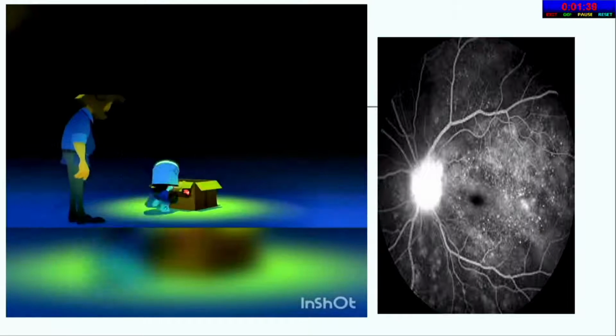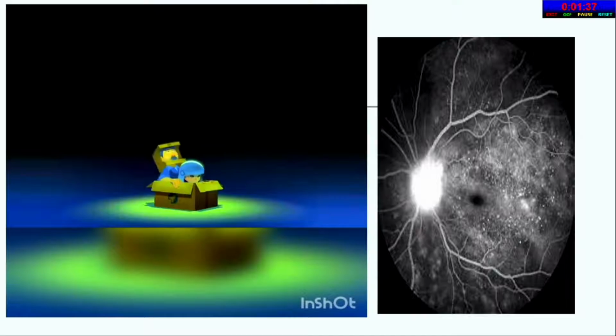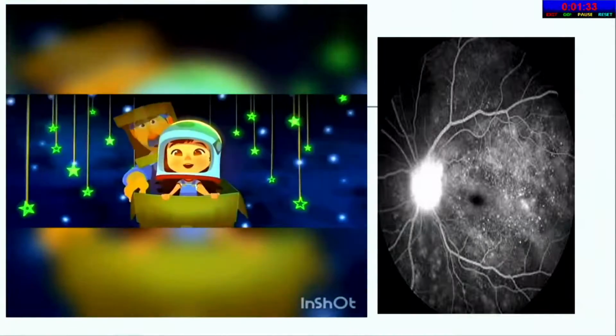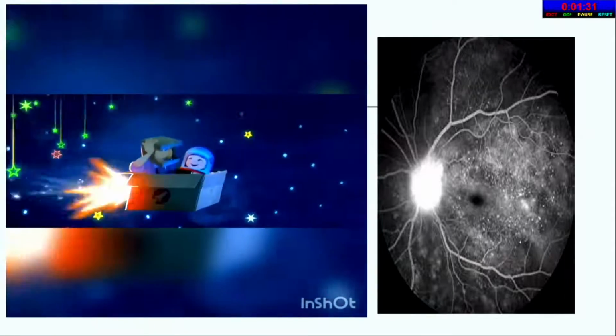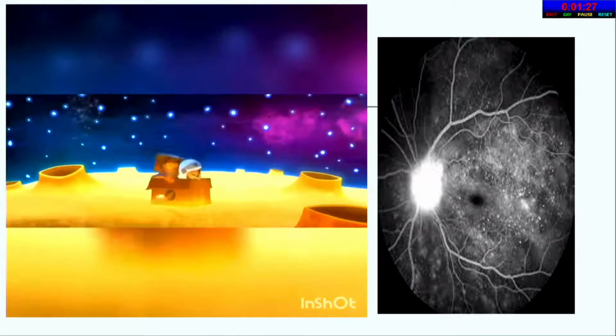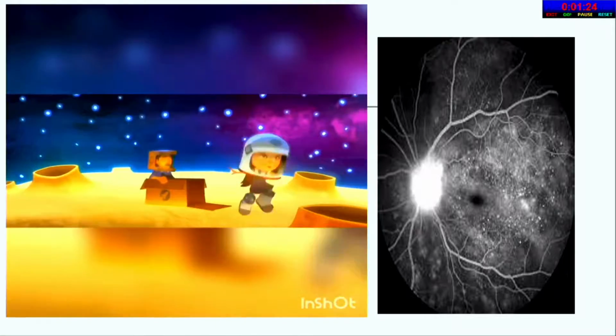That was a wonderful day they had, right? Finally, to end the day, he says, let me show you the stars in the sky. And these stars in the sky can be compared to the hyperfluorescent spots on an FFA in VKH syndrome. So that was my story of little Luna.